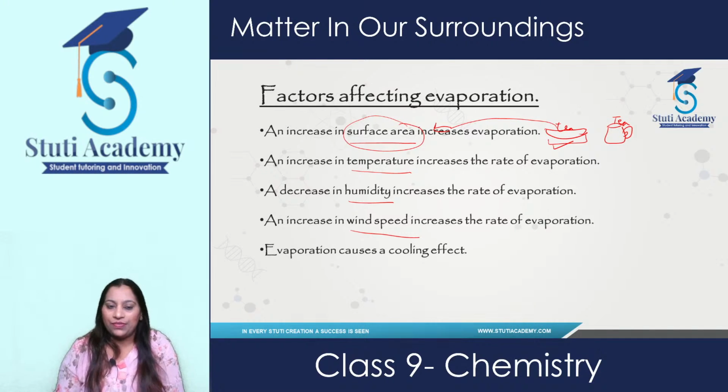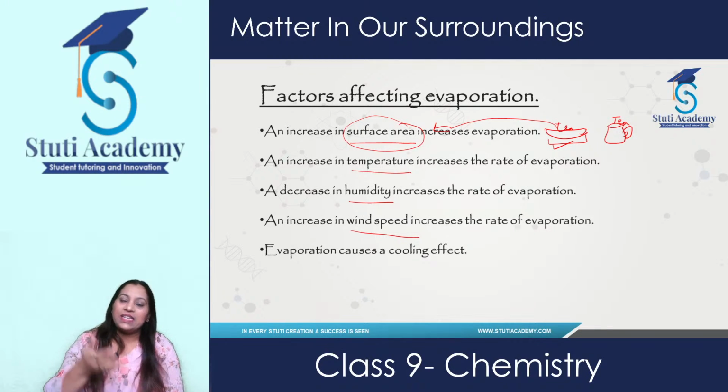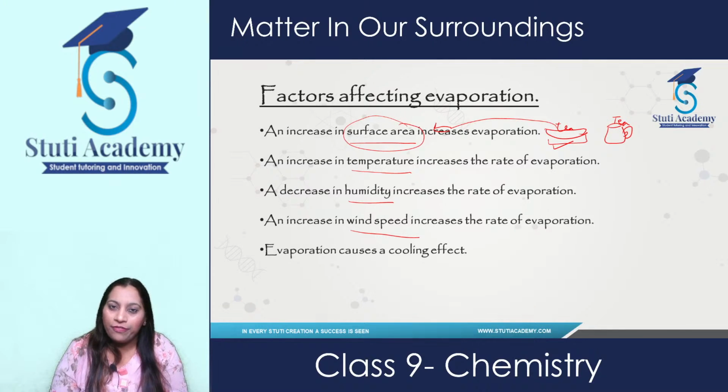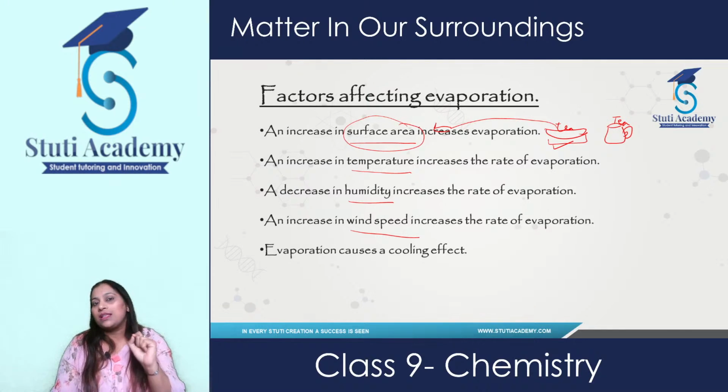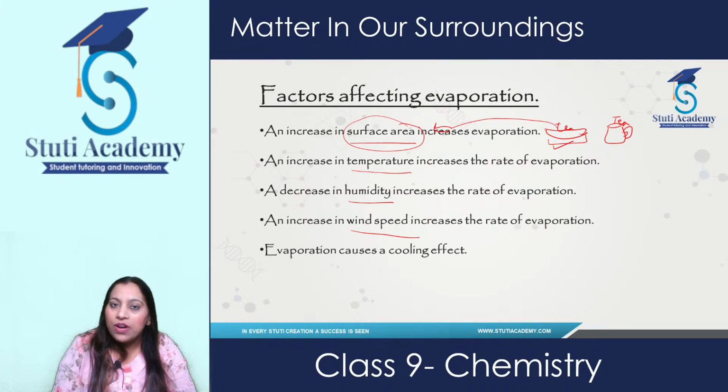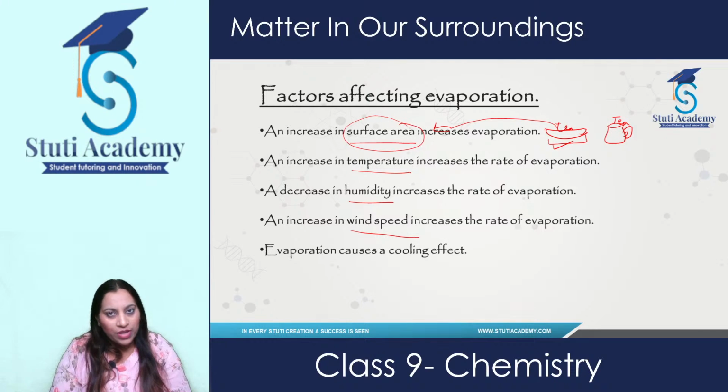And the next factor is wind speed. More the wind speed, more will be the rate of evaporation. Because if the wind speed is more, it takes up more of the liquid particles and it results in the conversion to the gaseous state. So out of these four factors, only humidity is the factor which is inversely proportional to the rate of evaporation. Otherwise, surface area, temperature and wind speed, they all are directly proportional.